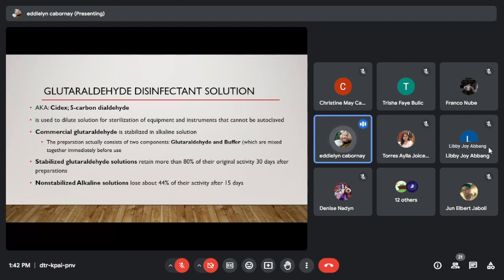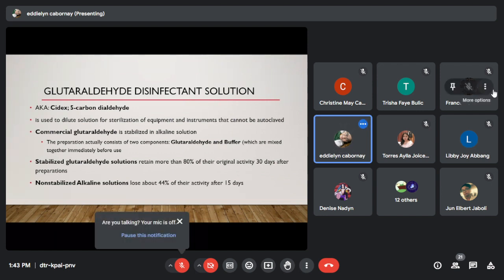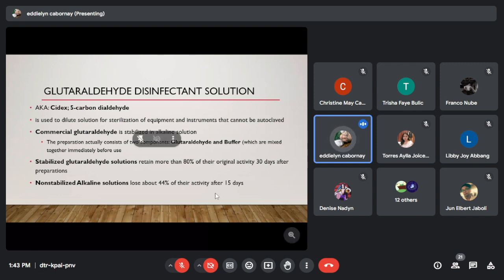Okay, so we have the commercial glutaraldehyde. It's stabilized in alkaline solution. The preparation actually consists of two components, the glutaraldehyde and the buffer, which are mixed together immediately before use. Stabilized glutaraldehyde solutions retain more than 80% of their original activity 30 days after the preparation. Stabilized glutaraldehyde solutions are aqueous solutions of glutaraldehyde that have been formulated to maintain their effectiveness and stability.